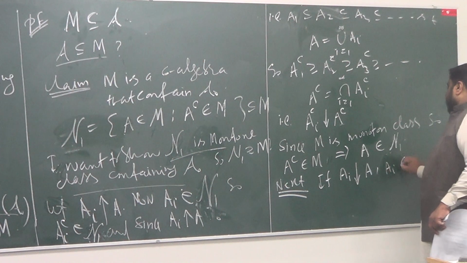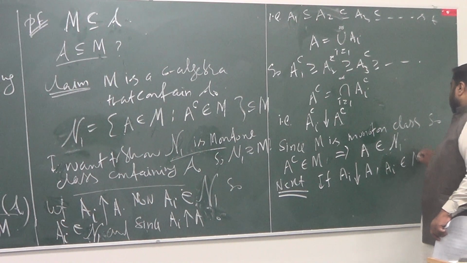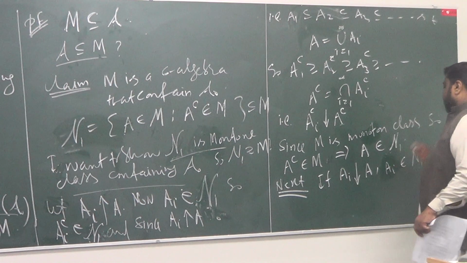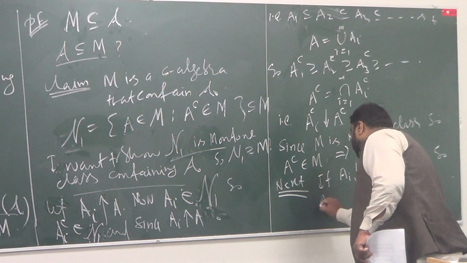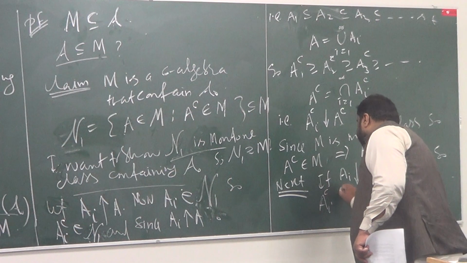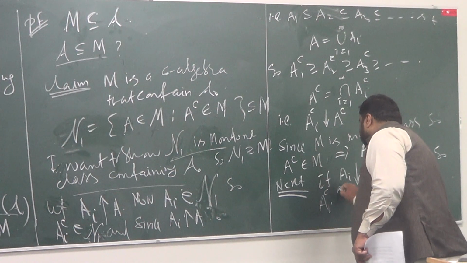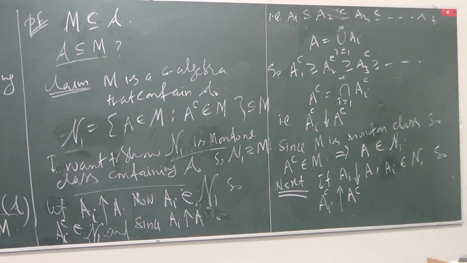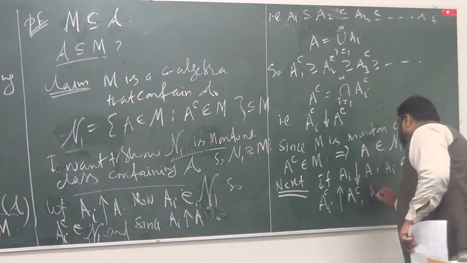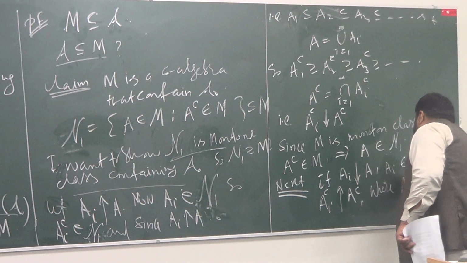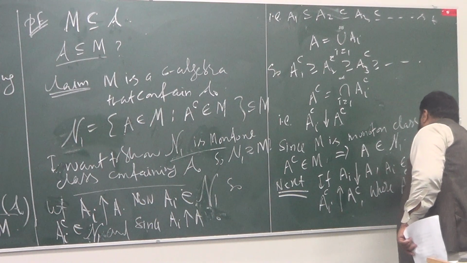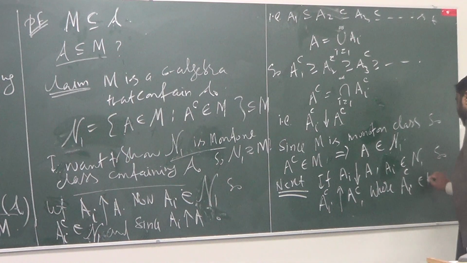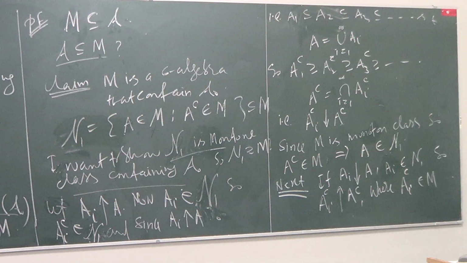Where the A_i are in N1. So I would say that the A_i complement would increase to A complement, okay? Where these A_i complements are in M actually. Okay? Why is this the case?